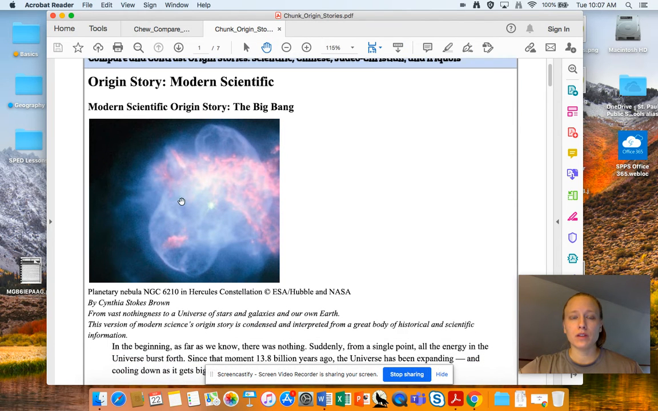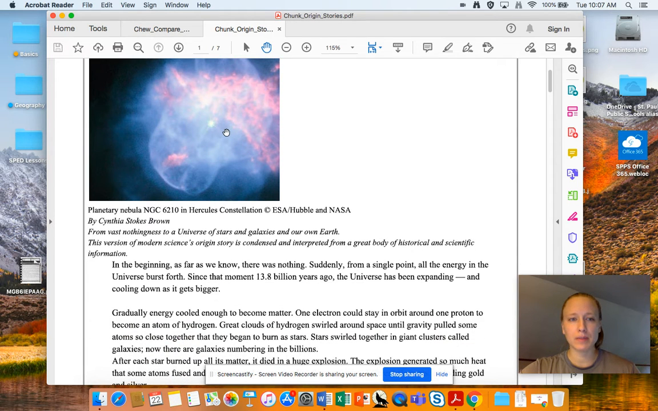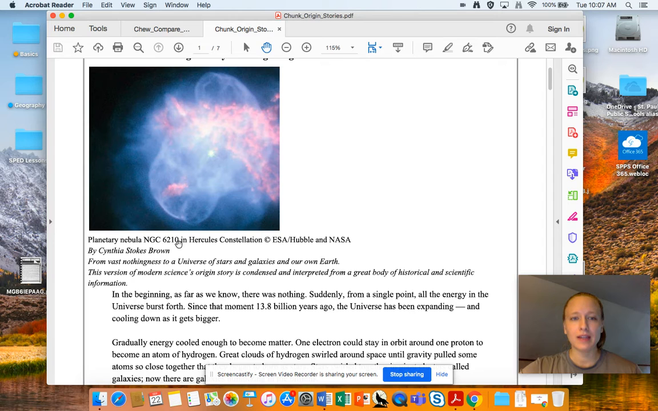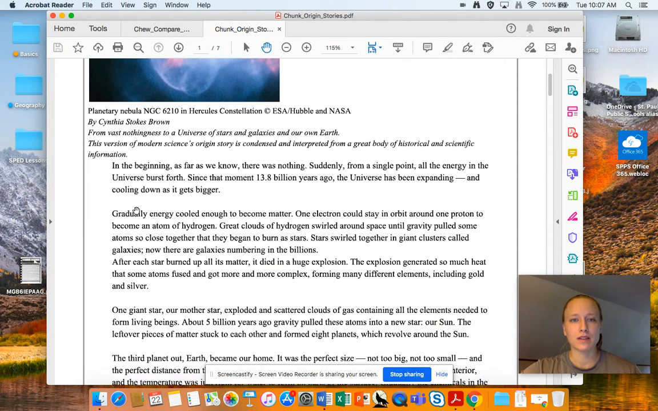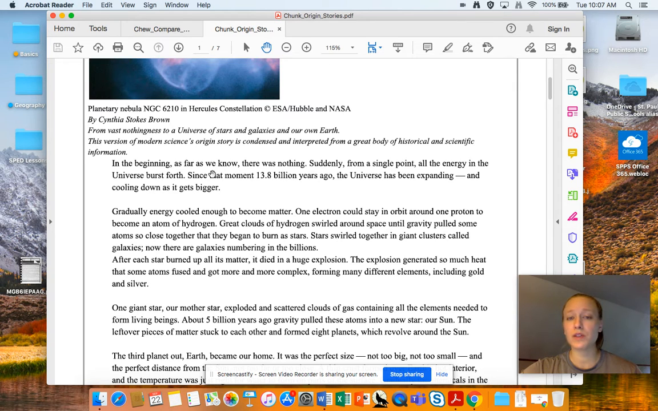So, modern scientific. It's called the Big Bang. This is a picture of the planetary nebula taken from the Hubble telescope by NASA, and it's called the Hercules constellation. So in the beginning, as far as we know, there was nothing. Suddenly, from a single point, all the energy in the universe bursts forth. Since that moment, 13.8 billion years ago, the universe has been expanding and cooling down as it gets bigger.